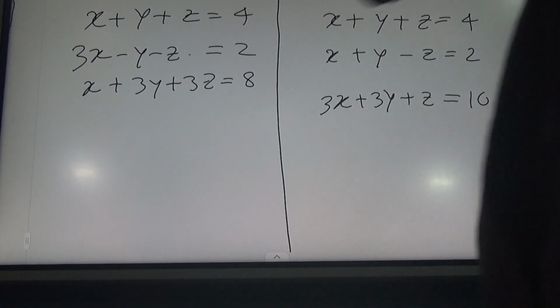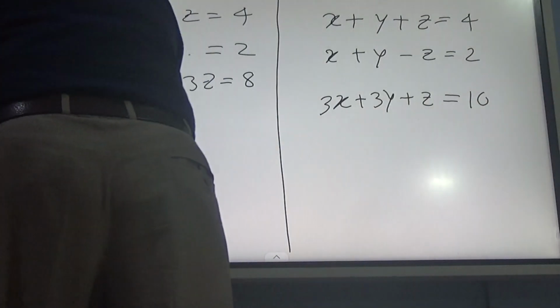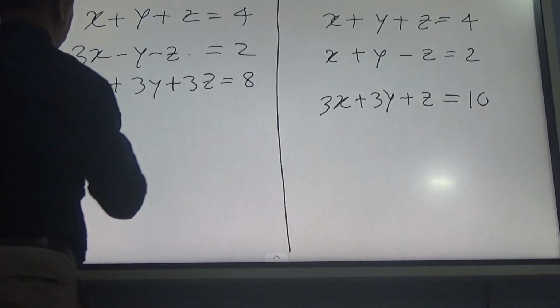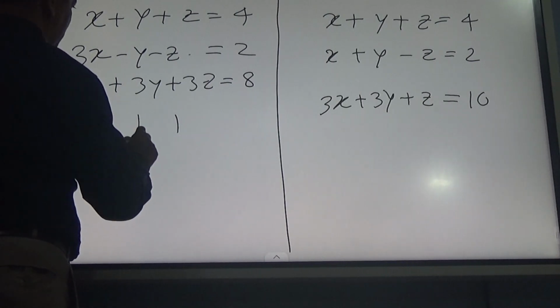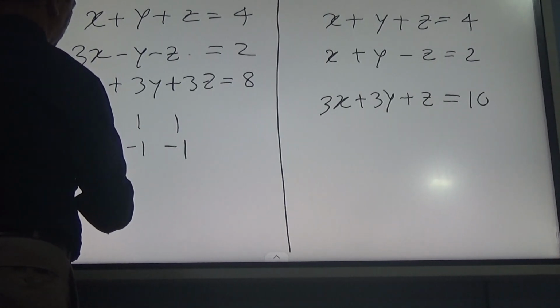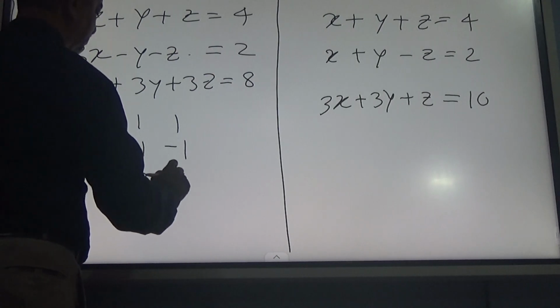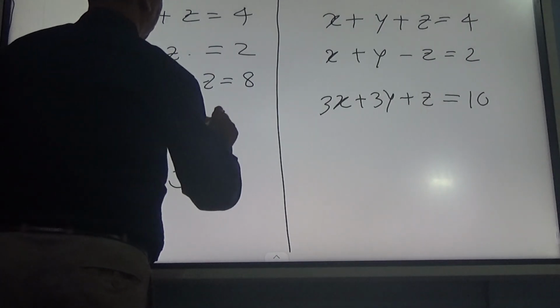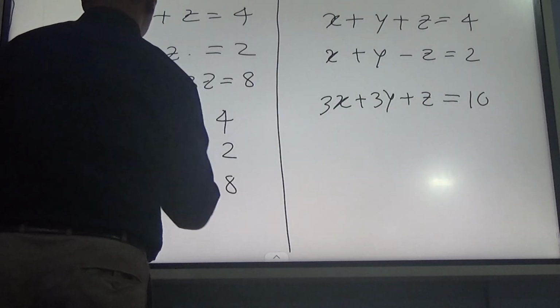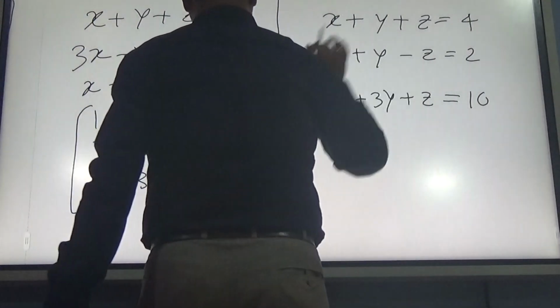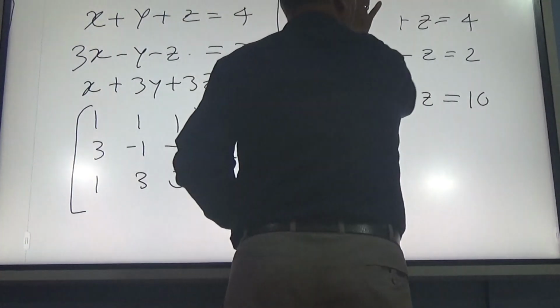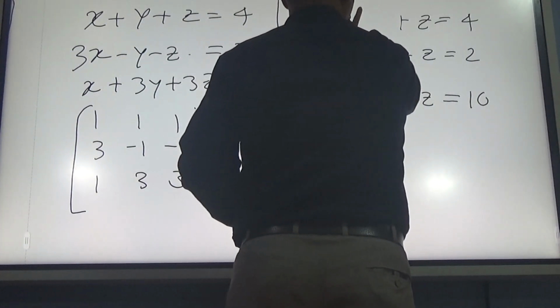So in this case, we just write an augmented form: 1 1 1, 3 minus 1 minus 1, 1 3 3, 4 2 8. Right. So this we keep aside. This we can prepare later also.